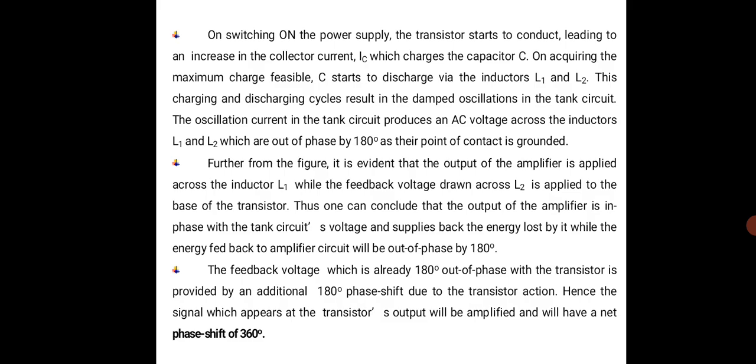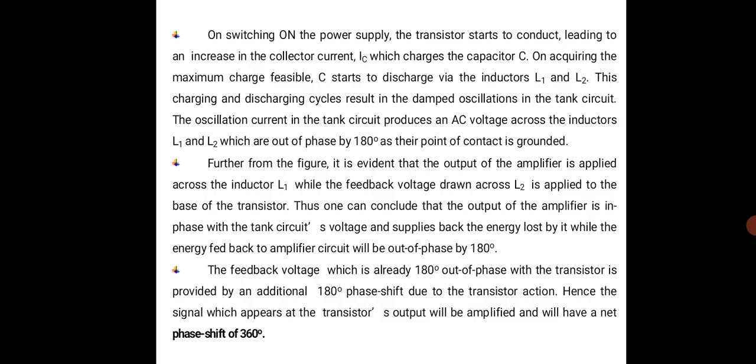The oscillation current in the tank circuit produces an AC voltage across the inductors L1 and L2, which are out of phase by 180 degrees as their point of contact is grounded. Further, from the figure, it is evident that the output of the amplifier is applied across the inductor L1, while the feedback voltage across L2 is applied to the base of the transistor.